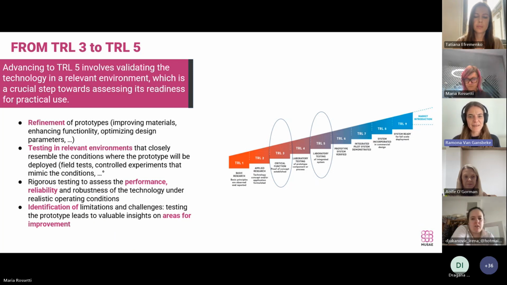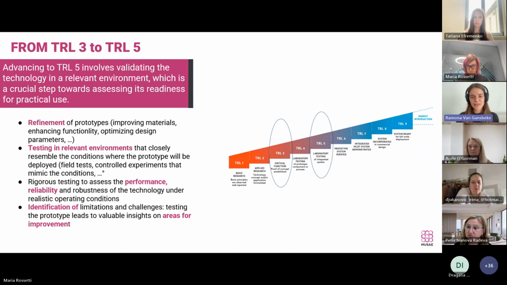So what does this actually mean? For the second phase of the residency, you are really going to refine your prototypes. So you are going to look at optimizing design parameters, improving materials, or enhancing the functionality. You will test the prototype in relevant environments at the end users, most likely the SMEs, where you really see, is this prototype working in conditions where it should be deployed afterwards or where it is intended to be deployed. So this could include some field tests or maybe some really controlled experiments in settings that really mimic the real world or the intended application environments.